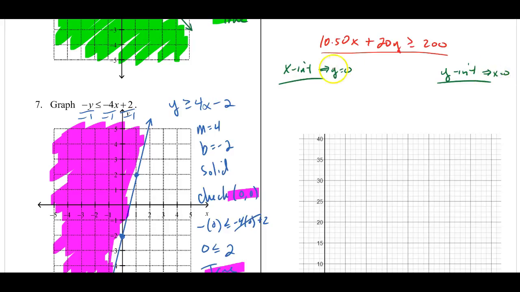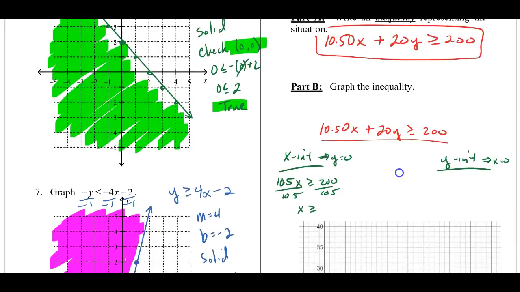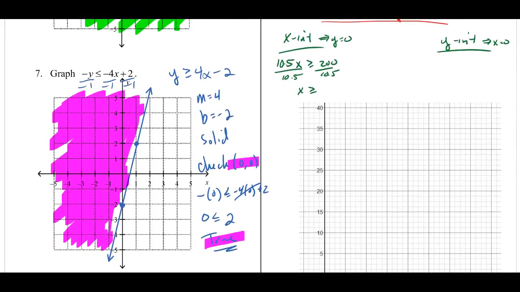So if I plug in 0 for y for my x-intercept, I'm just going to have 10.5x greater than or equal to 200. Divided by 10.5, X is going to have to be greater than or equal to, that ends up being 19.04. We're selling shirts though. X is the number of shirts. We can't sell 19.04 shirts, so we're just going to say that's about 19 shirts.